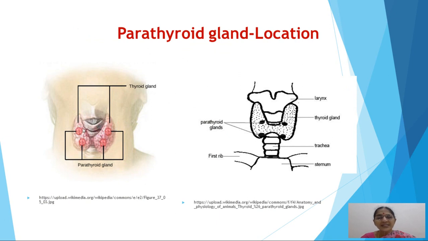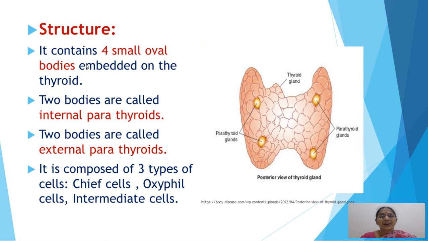In this picture, you can see the thyroid gland here, containing two lobes joined by isthmus. Here, the parathyroid glands are present. Here also you can see very clearly this is the thyroid gland, and the four black dots represent the parathyroid glands. It contains four small oval bodies embedded on the thyroid. Two bodies are called internal parathyroids and two bodies are called external parathyroids. It is composed of three types of cells: chief cells, oxyphil cells and intermediate cells.